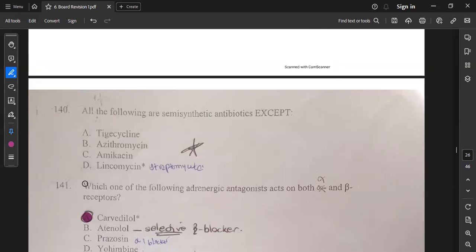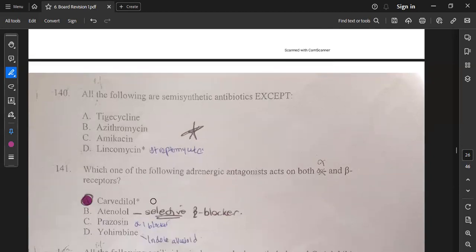Where is carvedilol primarily indicated? It's hypertension. Yeah, but there is a preferential indication, heart failure. Thank you, guys. Preferential, I would say, indication for carvedilol.